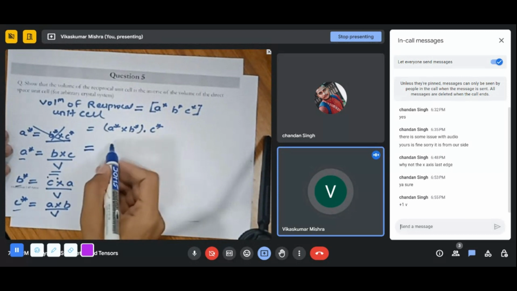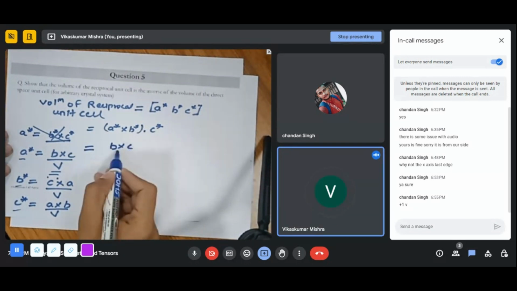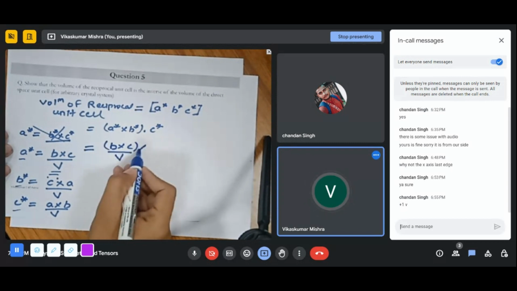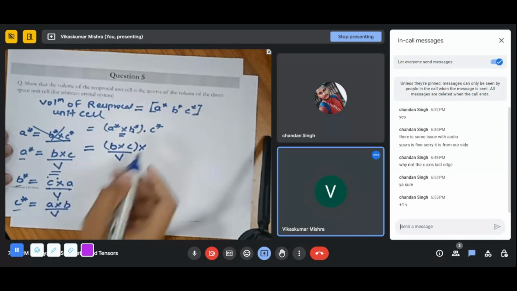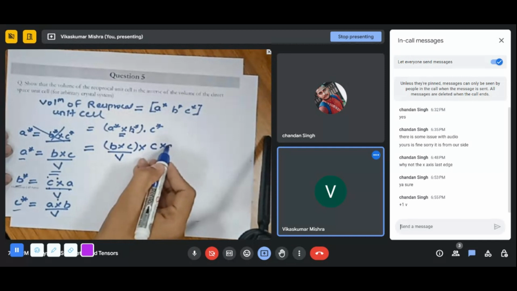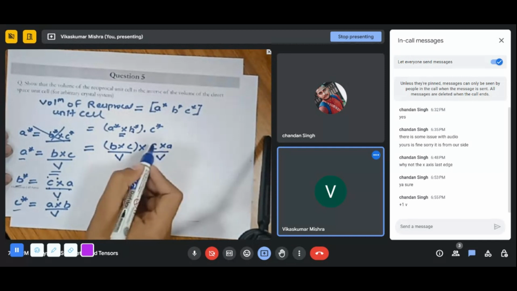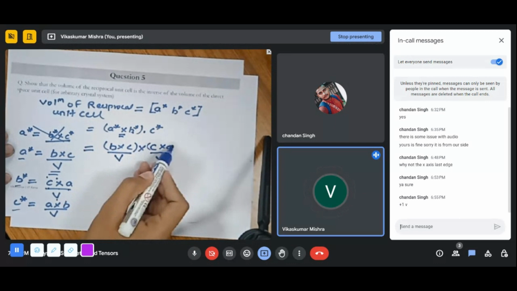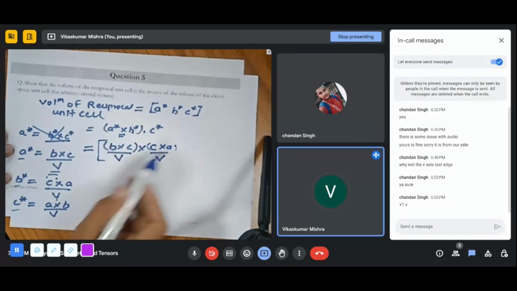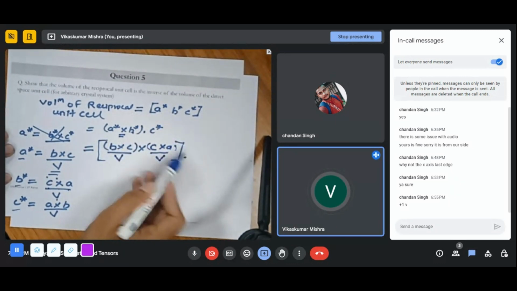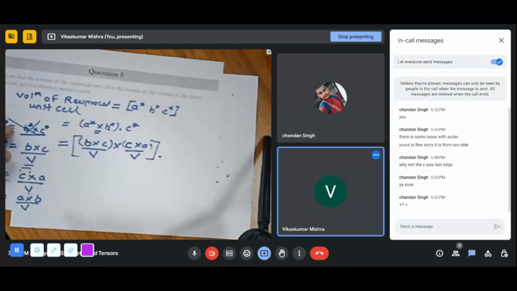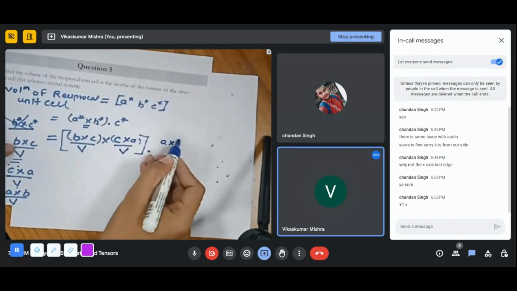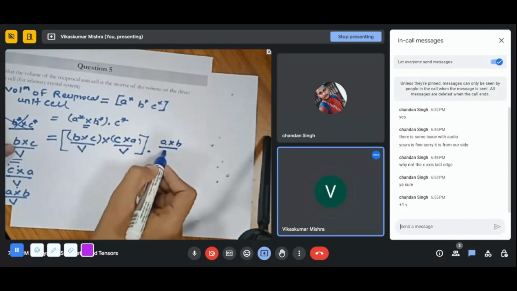We can write A star as B cross C divided by V, cross of this with B star. B star is C cross A by V. Now a dot product of all of this with C star, and we know what C star is. C star is A cross B divided by V.